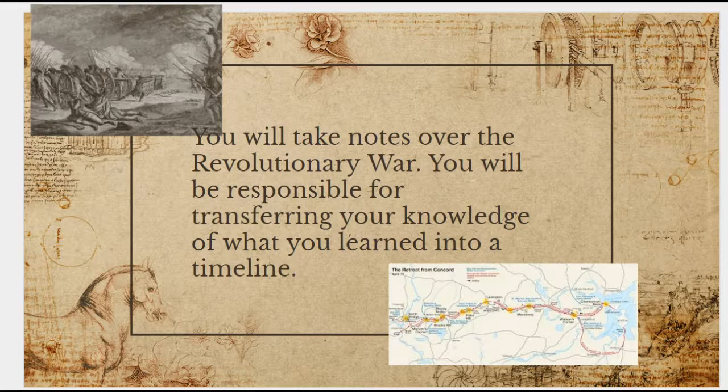So now that you have a little idea of the things that we have, you're going to be taking notes over the Revolutionary War as we read through our textbook and watch some videos and find some resources online. And so you're going to be taking that knowledge and transferring it into a timeline.